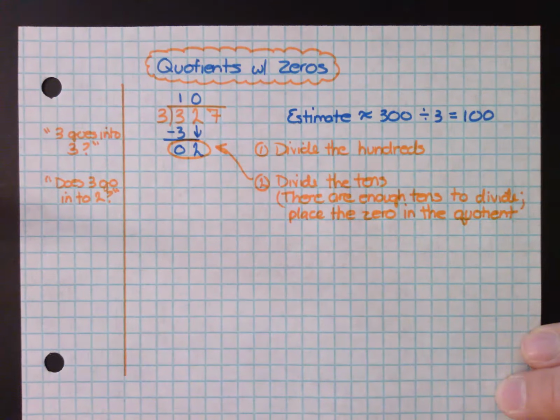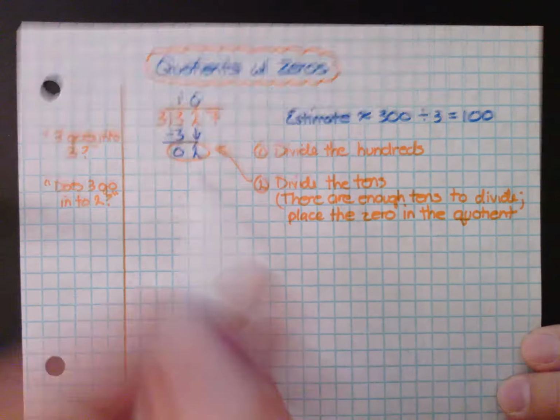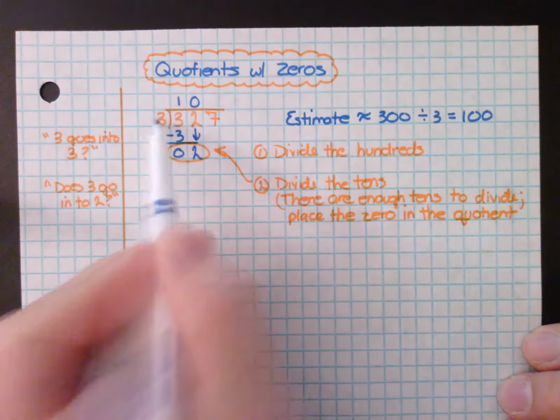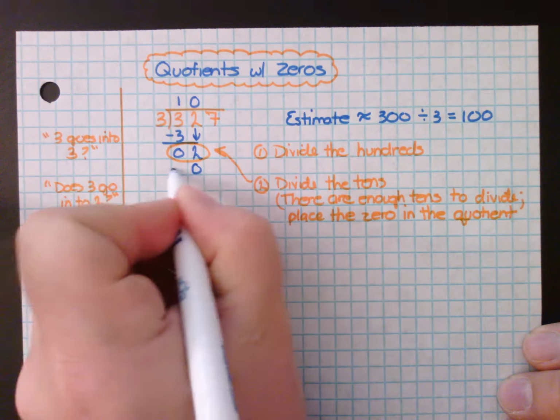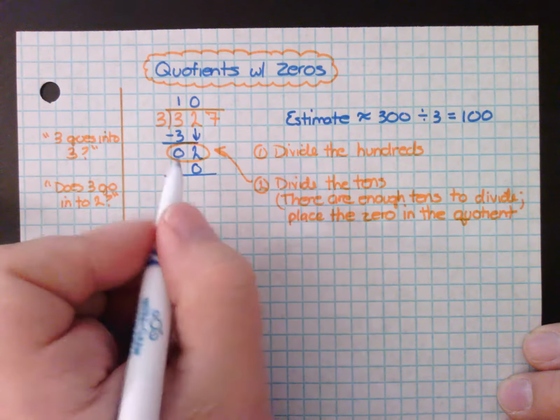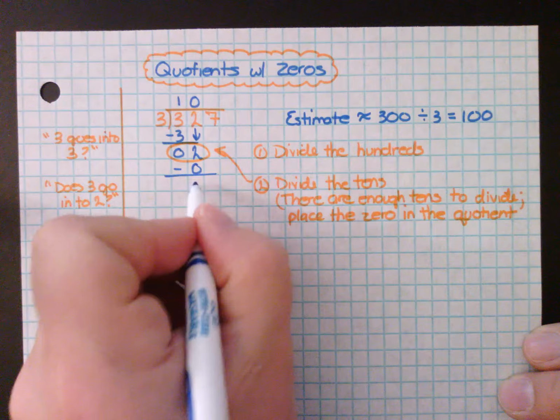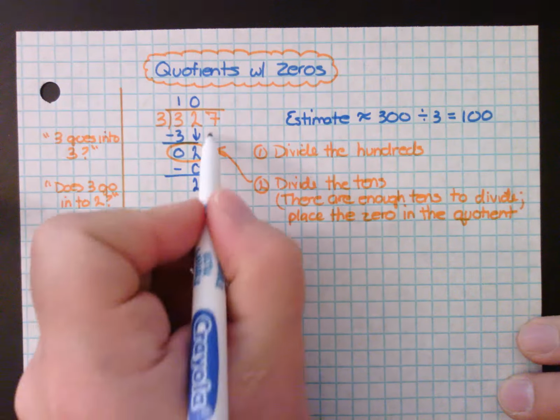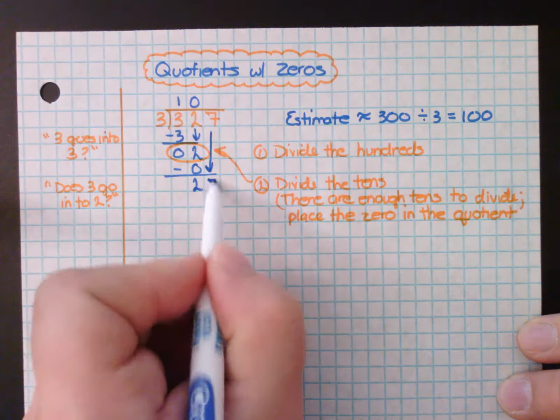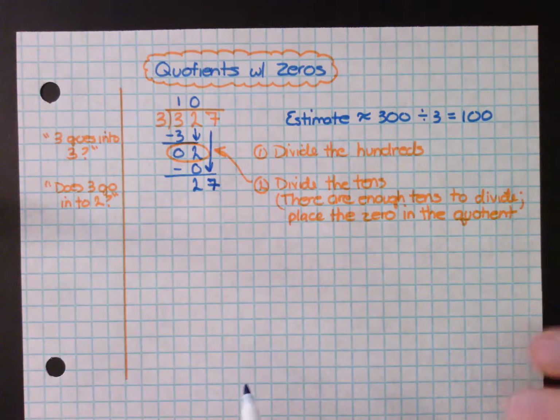Then I can bring down my 7. Actually, I'm sorry, I have to multiply and subtract. So 0 times 3 is 0. And I subtract, I get 2. And then I bring down my 7 because now I'm in the next place value of the ones place. And I repeat this process.